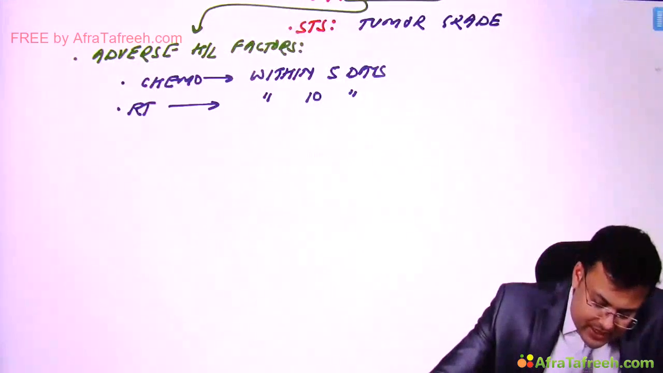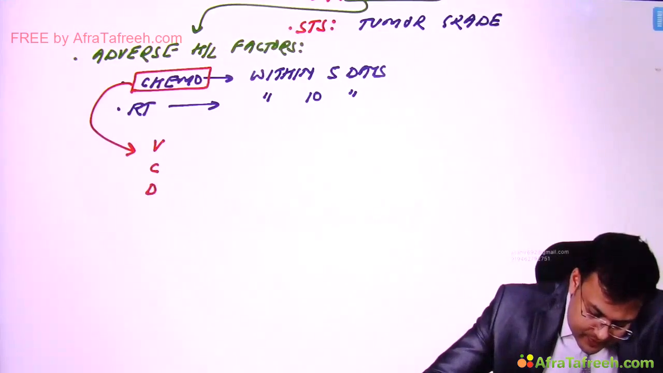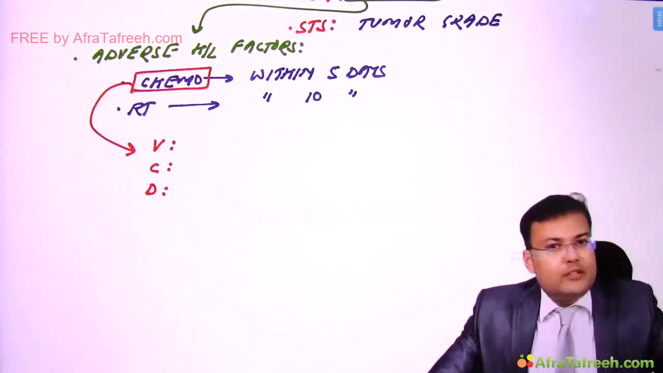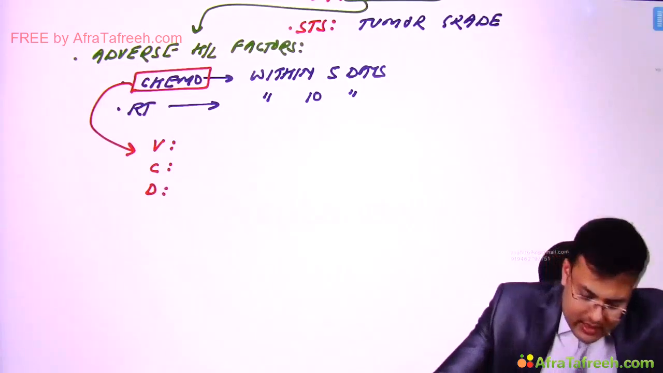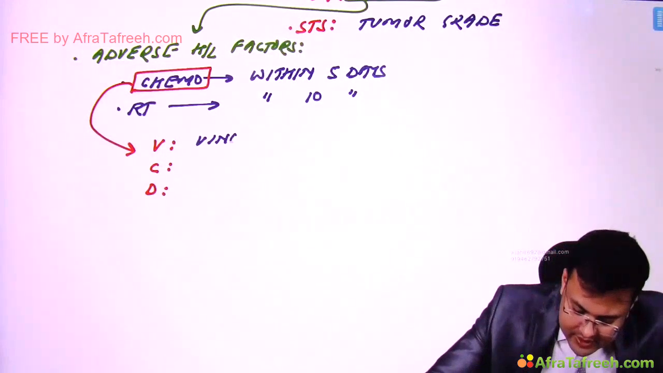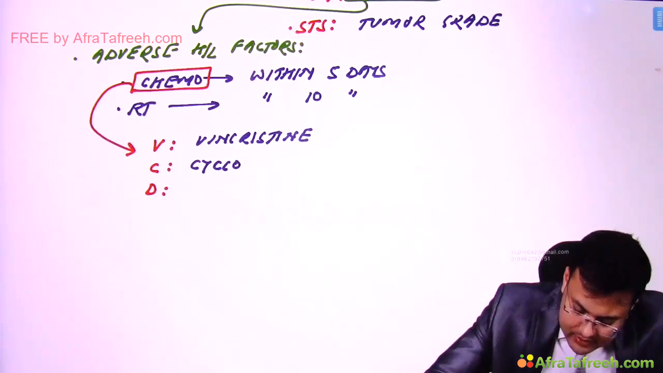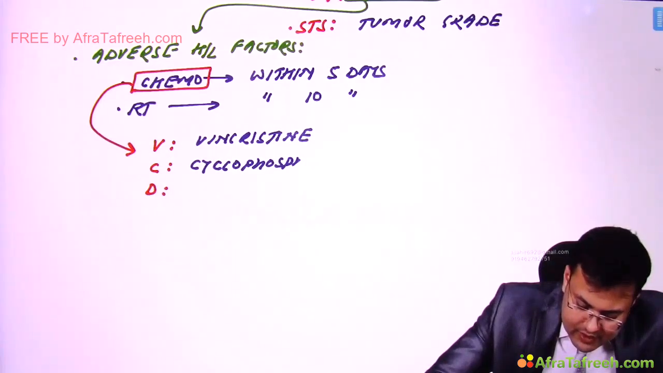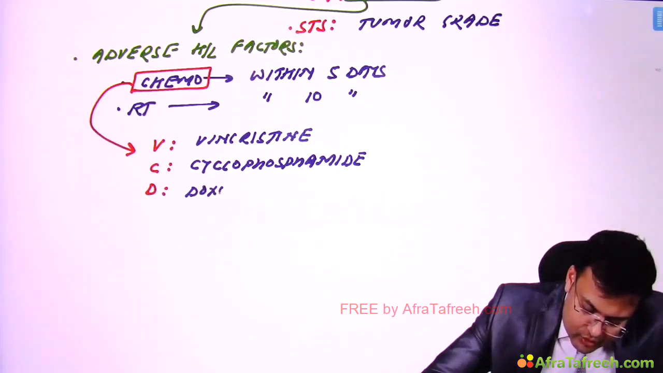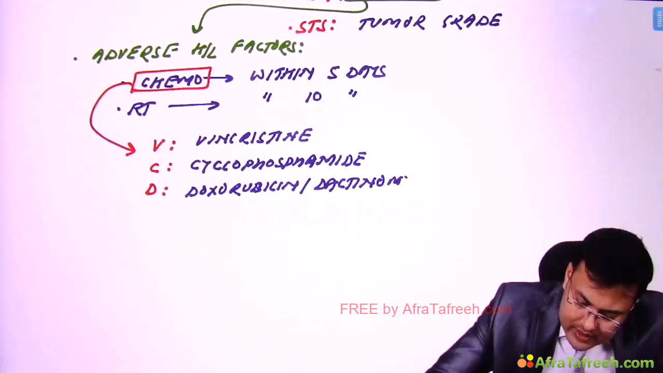Now which chemotherapy regimen is given in Wilms tumor? It is VCD. Okay, so it is vincristine, cyclophosphamide, doxorubicin or dactinomycin.